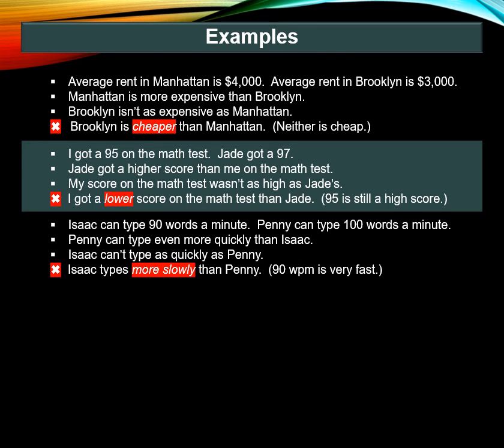Isaac can type 90 words a minute. Penny can type 100 words a minute. So, Penny can type even more quickly than Isaac. Isaac can't type as quickly as Penny. Both of these are fine. However, Isaac types more slowly than Penny? No, because 90 words a minute is still very fast. So you wouldn't use slowly in this situation.